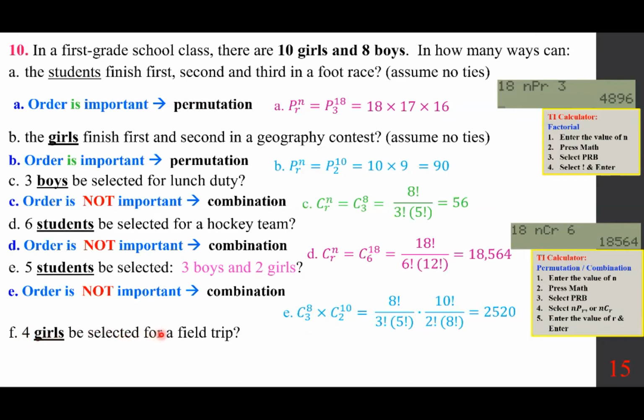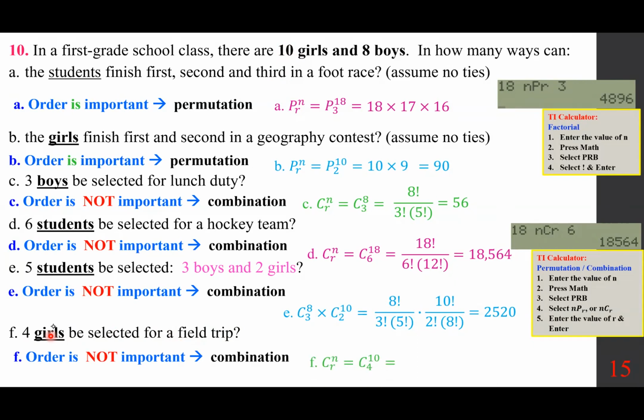4 girls be selected for a field trip. Obviously, order is not important. So from N equals 10, we're going to choose R equals 4. It's a combination. 10 factorial over 4 factorial times the difference, which is 10 minus 4, 6 factorial. You work it out and you get 210.